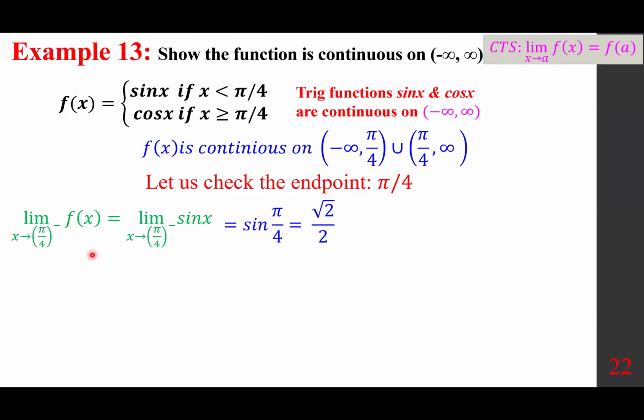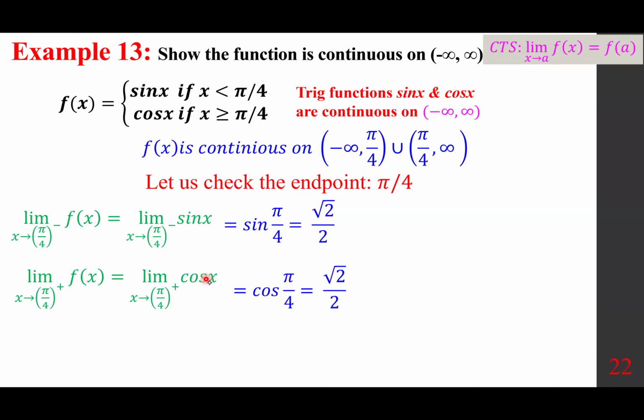We're going to look at the same thing, but from the right. And the limit of f of x as x approaches pi over 4 from the right, we'll use the second piece, cosine x. And you plug in, you get cosine of pi over 4, which is the same thing. So because the endpoint works, the limit of f of x as x approaches pi over 4 does exist. And it's equal to square root of 2 over 2.